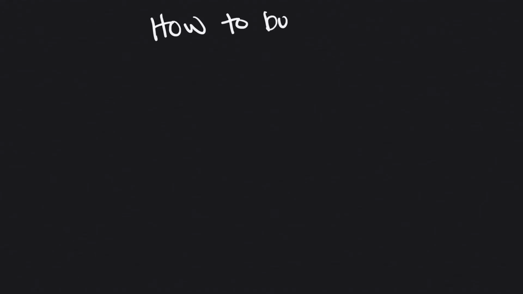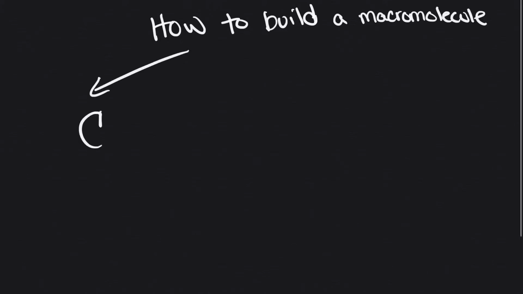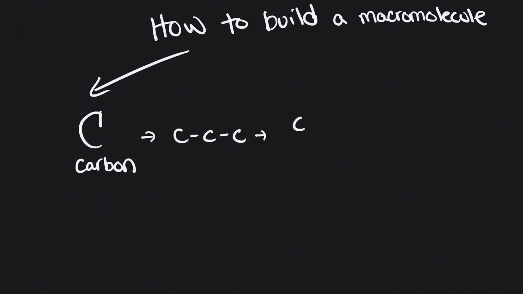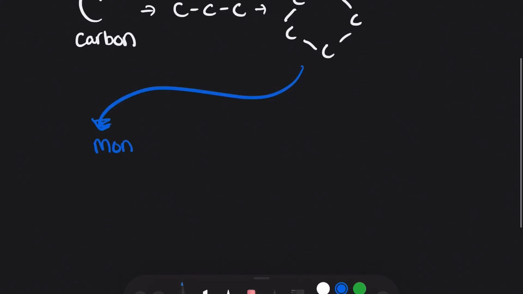Before we can talk about the individual macromolecules, we need to talk about how to build them, and this applies to all four macromolecules that we'll learn about. Every macromolecule begins with carbon. It's kind of like the base layer, and the carbon can form chains and it can form rings. If we keep putting carbon together, we form these things called monomers, and monomers are like the smallest unit. It's one block of carbons.